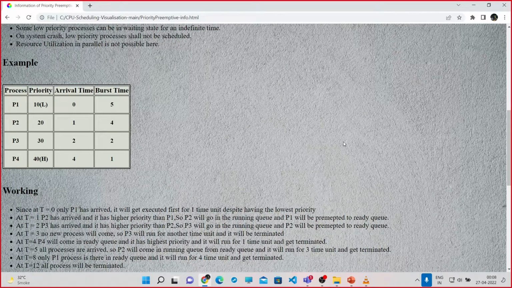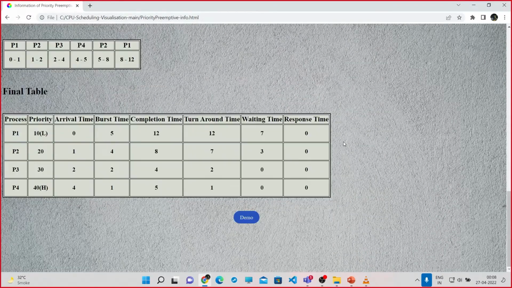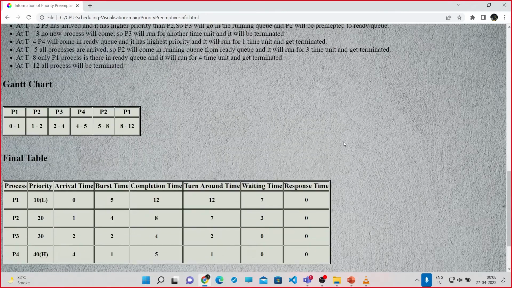Like P1 from 0 to 5, P2 from 1 to 4, P3 from 2 to 2, and P4 from 4 to 1. Despite that, at time t equals 0, P1 has arrived, and we can see the Gantt chart. From the Gantt chart, we can see that process P1 has arrived at time 0, and it will execute from 0 to 1 according to priority.